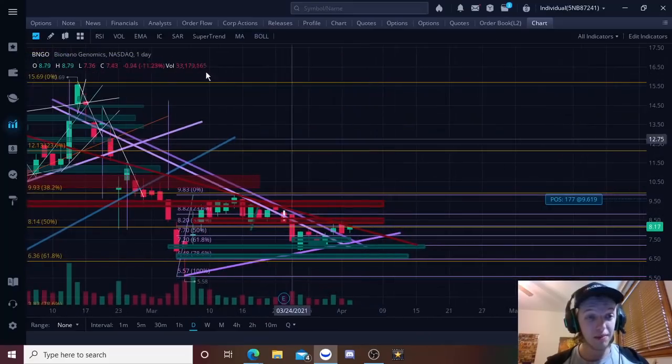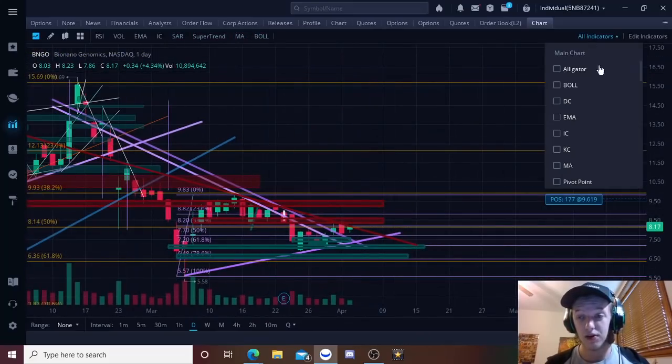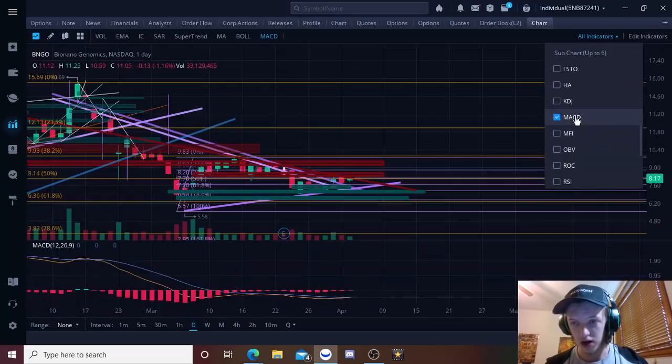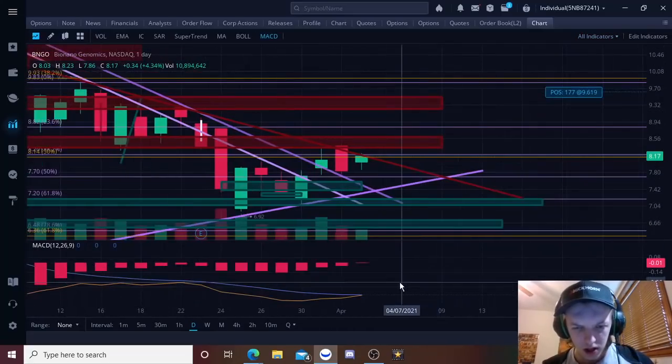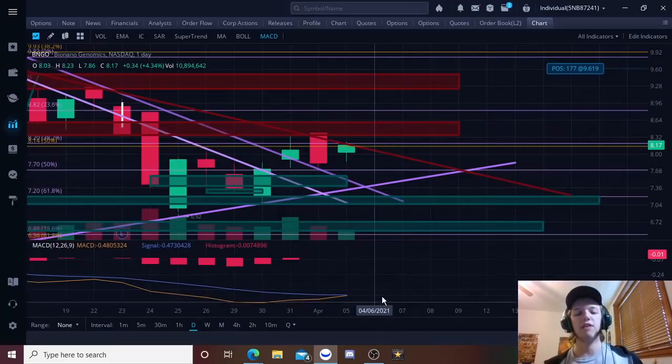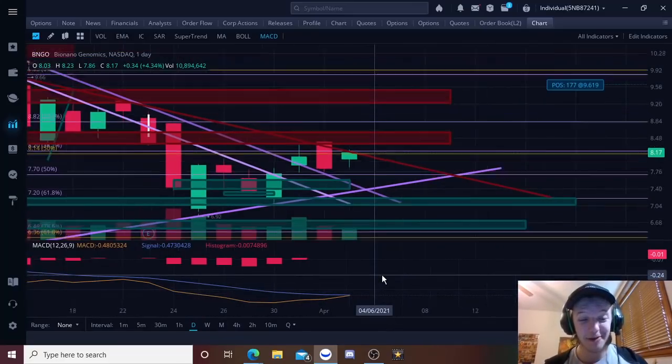Also, if we look at the MACD on the daily, I want to look at the MACD on the daily. Okay, let's do the MACD here. All right, there we go. All right, we are almost. Oh my gosh, look at this. This is what I've been calling for weeks, guys. I have been calling this for weeks.